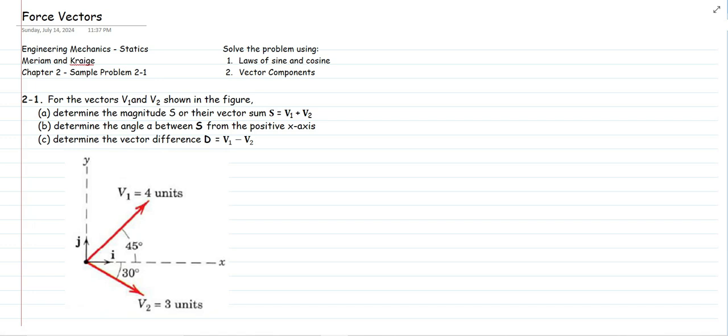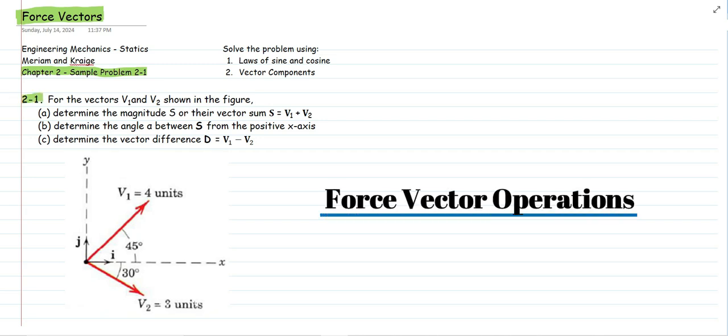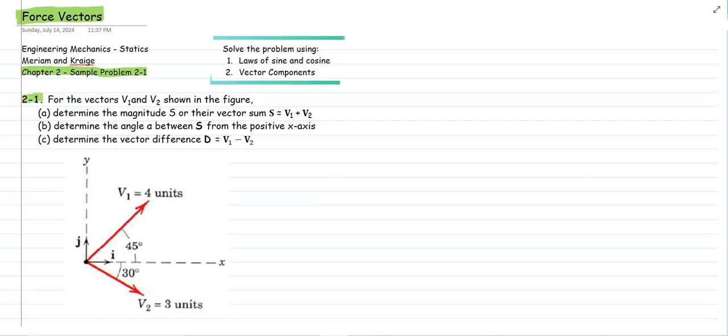Welcome future engineers. We will start our engineering mechanics video series with force vectors. This is a lesson that is a part of chapter 2 of the book of Meriam and Kraige. We will solve and explain sample problem 2-1 concerning force vector operations. We will then apply the laws of sine and cosine and vector components in solving this problem.